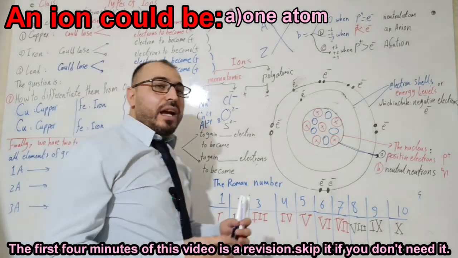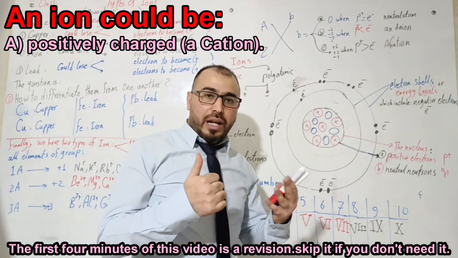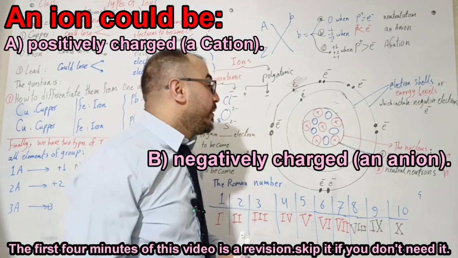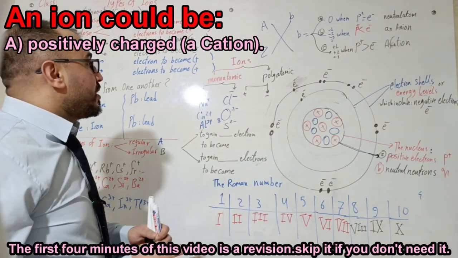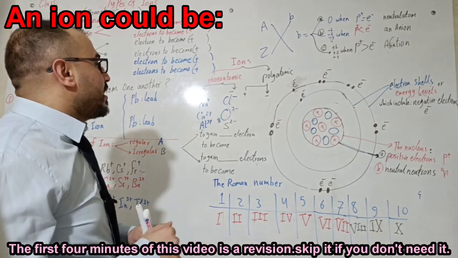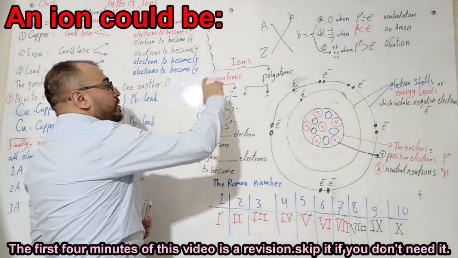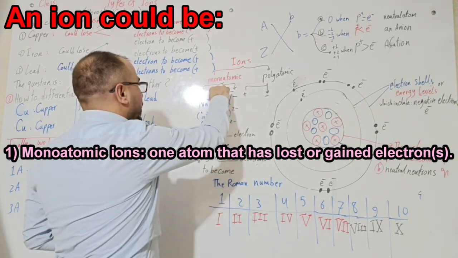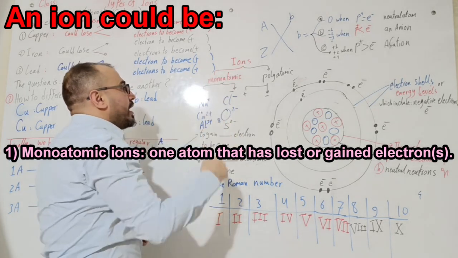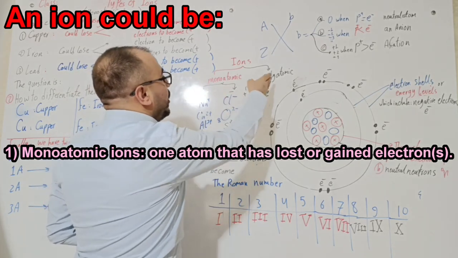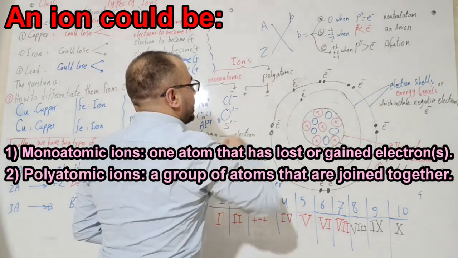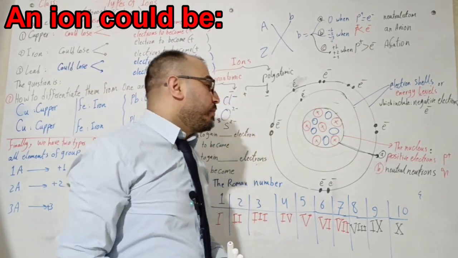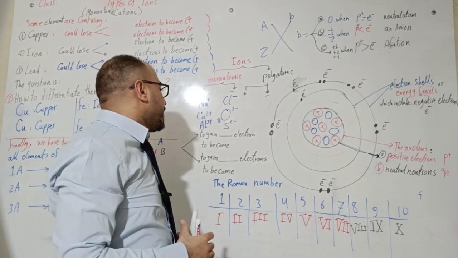And we said that an ion could be a cation, or a positively charged ion, or could be an anion, which is a negatively charged ion. Then, in terms of the number of atoms inside the ion, we said that we have two types of ions. We have the monoatomic ions, and a monoatomic ion is an ion that is made up of one atom only, whether it is a cation or an anion, while a polyatomic ion is made up of more than one atom, making a group that refused to be separated ionically, as we said before.